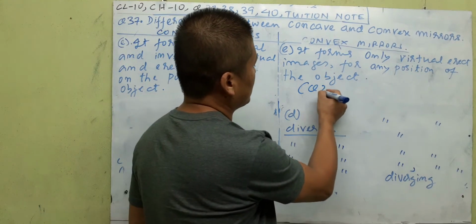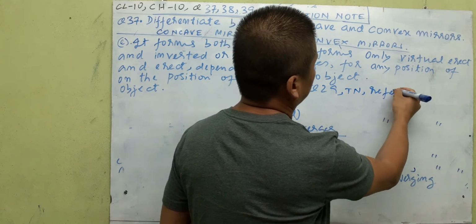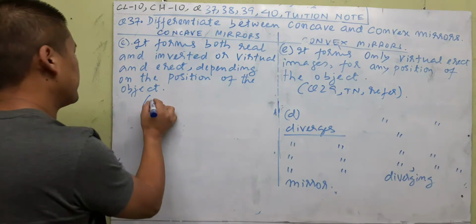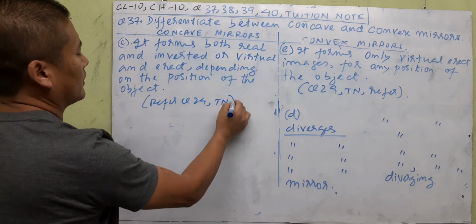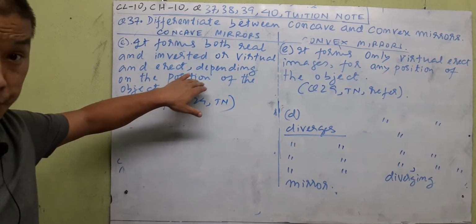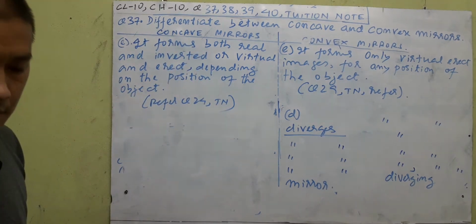You can see this in question number 29. Refer to the tuition note and you understand. We've done it in the previous class. This one you refer, question number 24, tuition note. And we'll see that case 6 is virtual erect. Cases 1 to 5 are all real inverted, proving that this is true, right?